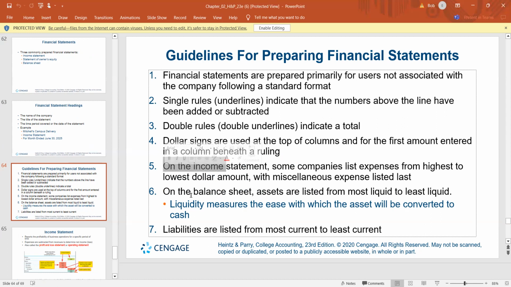On the balance sheet, assets are listed from most liquid to least liquid. Liquidity measures the ease with which an asset can be changed into cash. Cash is liquidity. Accounts receivable is very liquid. You know you're going to collect that money soon. Your inventory is a little bit liquid. So they're listed from the most liquid to the least.